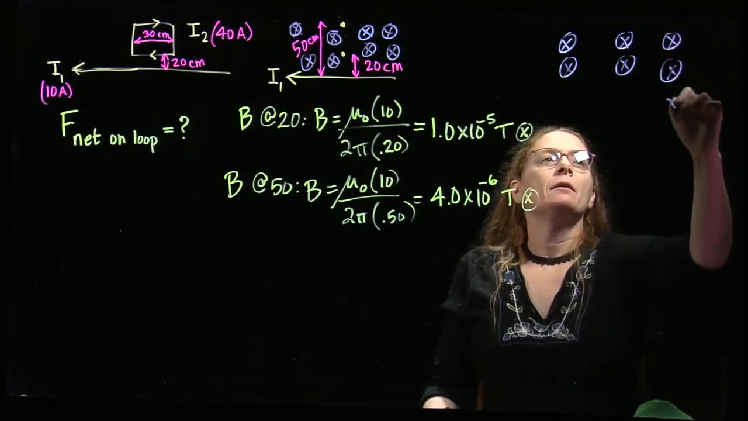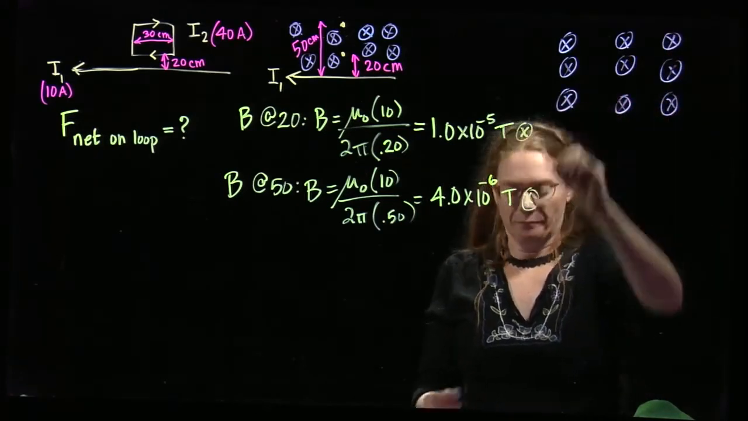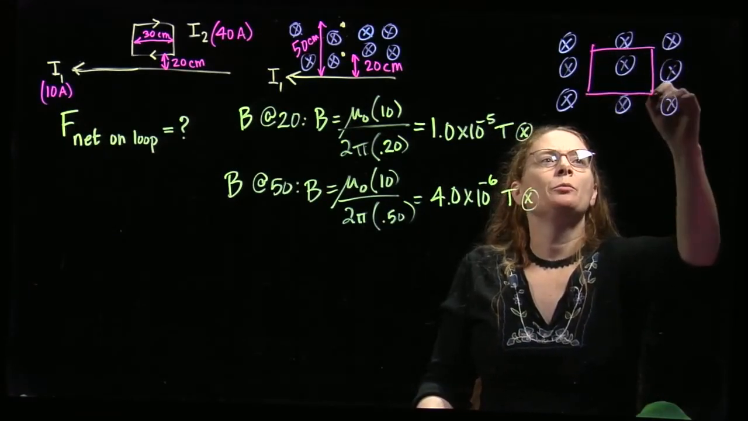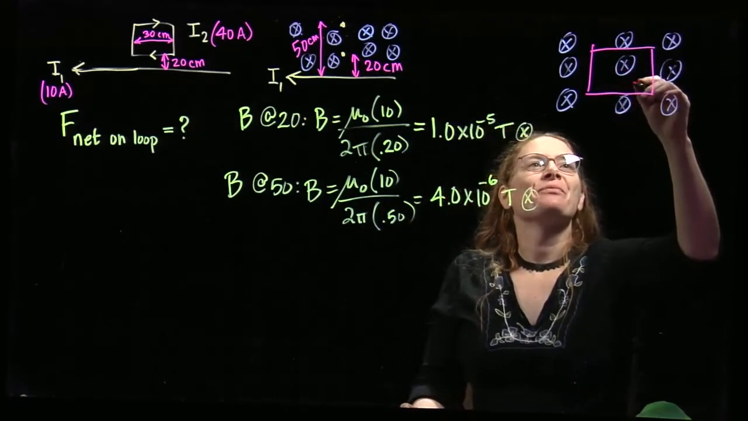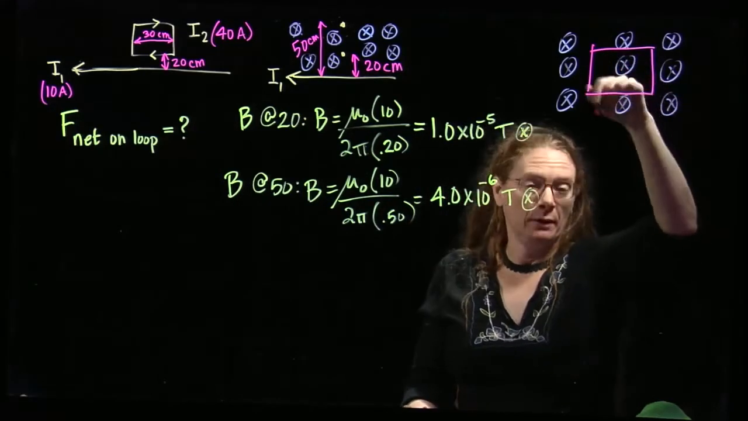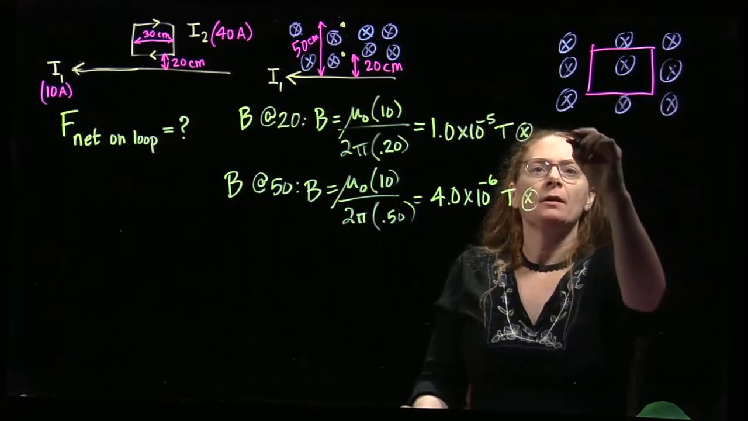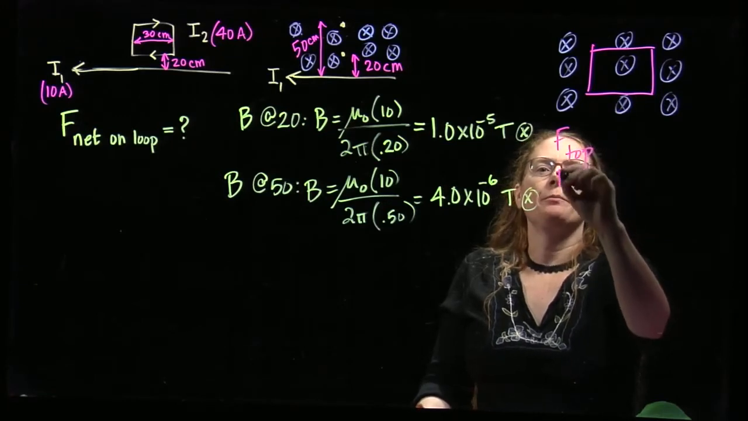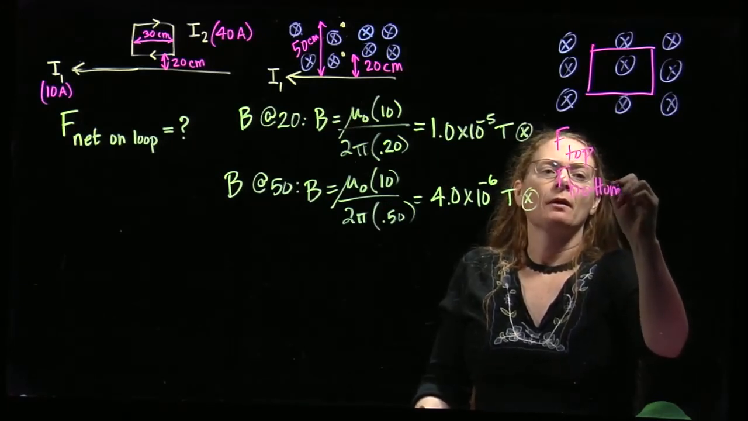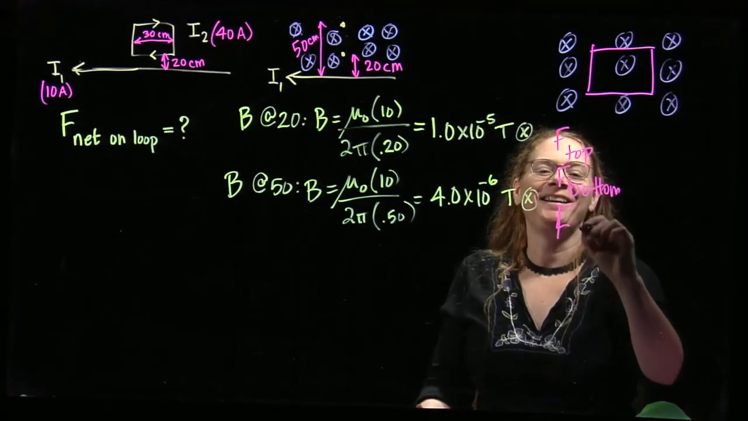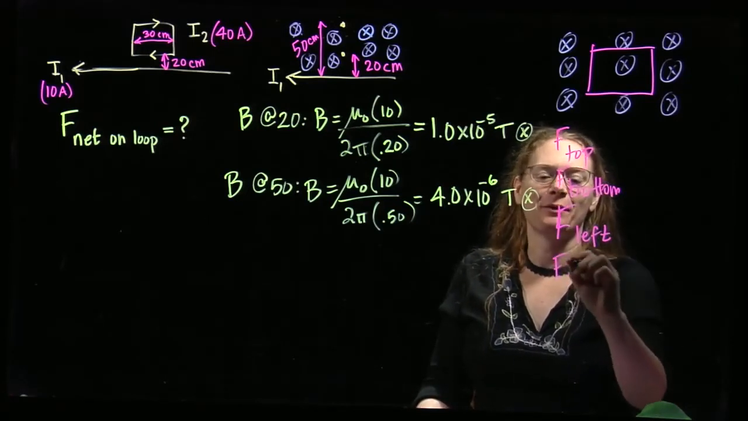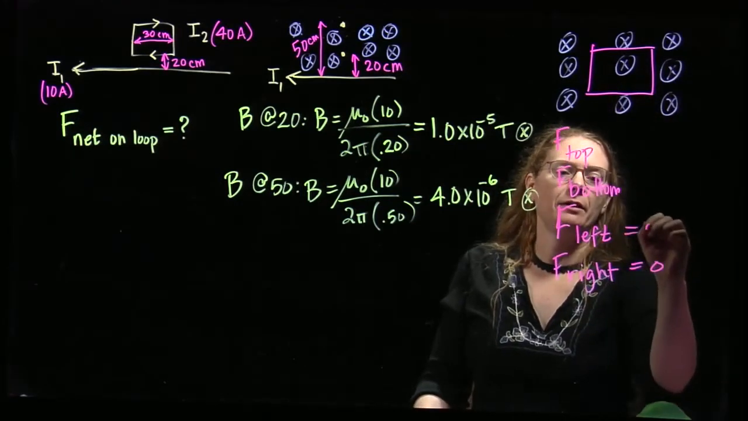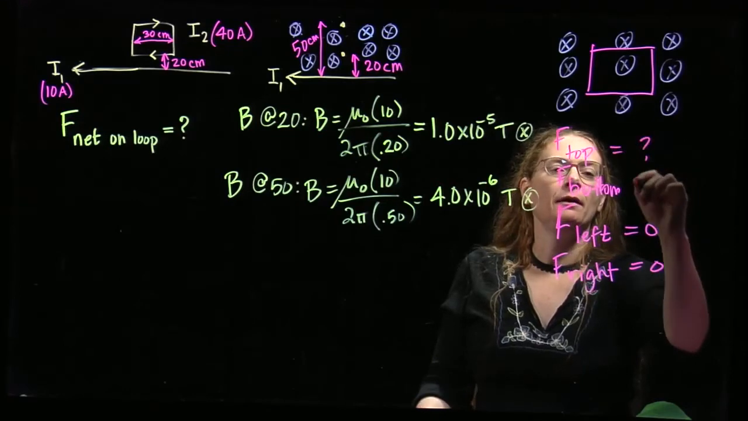So I have a loop in a magnetic field. Let's draw that loop. Square loop. And we want to know what the net force is, the total force. So I'm going to have the force from four sides: the force of the top, the bottom, the left, and the right. But as I just said, these two do not have any force acting on them, so it's just going to be those two.